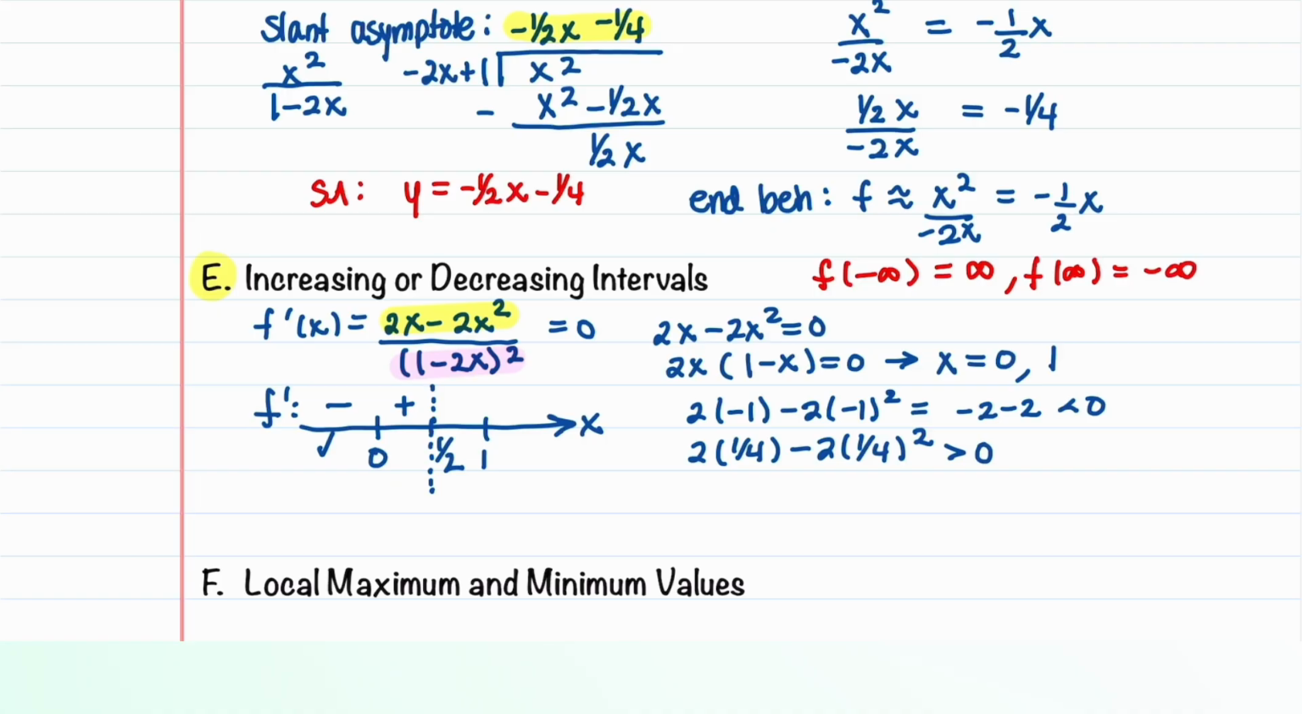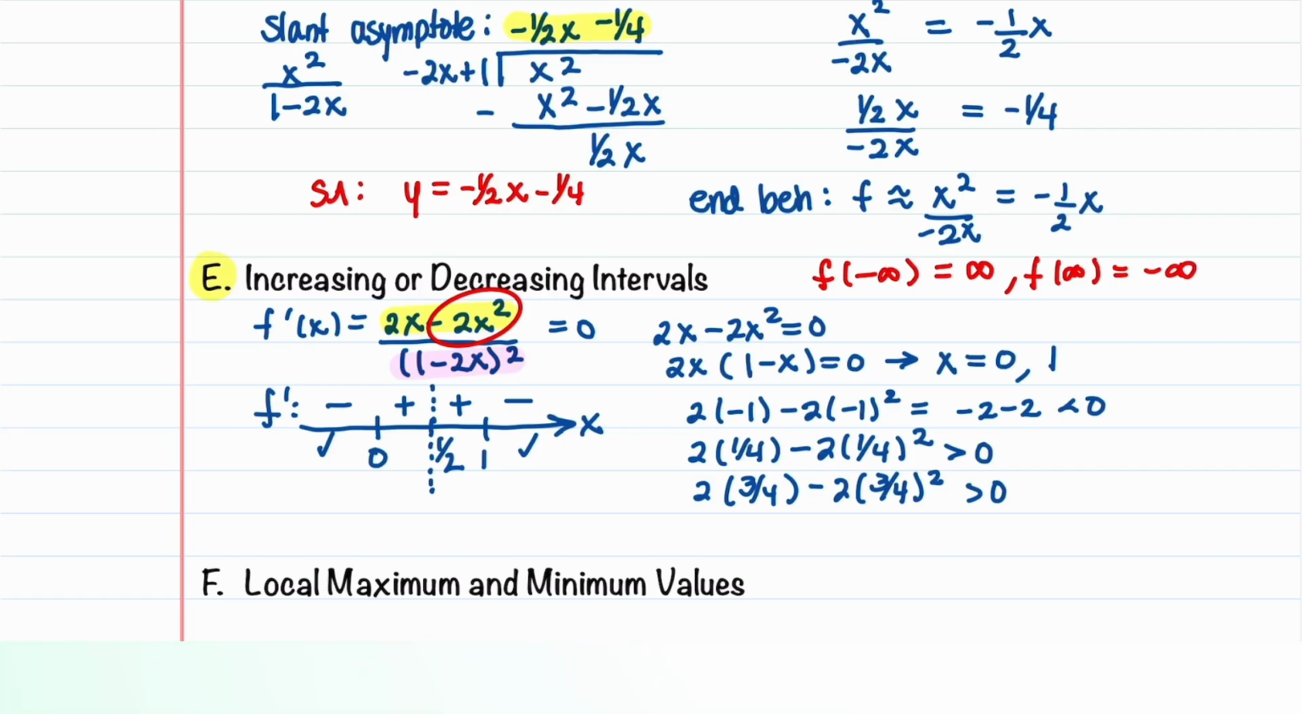And now let's pick a point to the right of 1/2. So let's pick maybe 3/4. That is also greater than 0. So we're going to put a plus here. And then if we look in this region to the right of 1, the only thing we have to really look at is this term right here. That's the biggest term. It is negative. So we know that f prime is going to be negative.